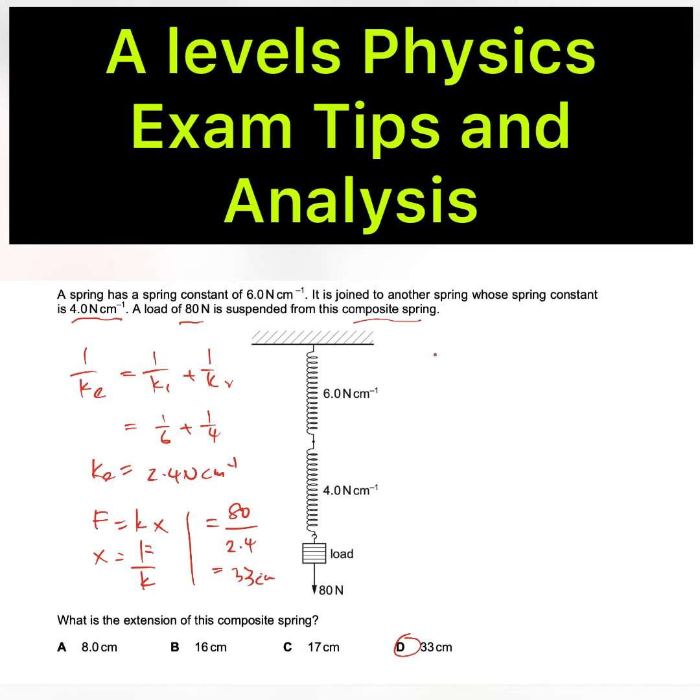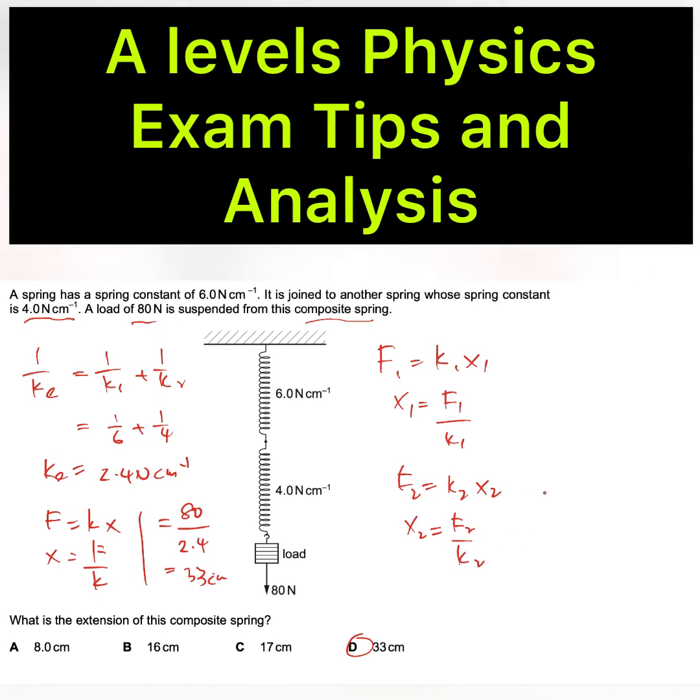Okay, maybe you ask, is there any other way to do this? Also, there's another way. Because this is connected in series, that means every spring will experience 80 Newton. Every spring experiencing 80 Newton means for spring number 1 is K1 x1. So we can find x1 by finding the ratio of F1 over K1. And then the same thing applies to the second one. The same force will be acting, and with the spring constant we can find x2 by finding the ratio of these two.